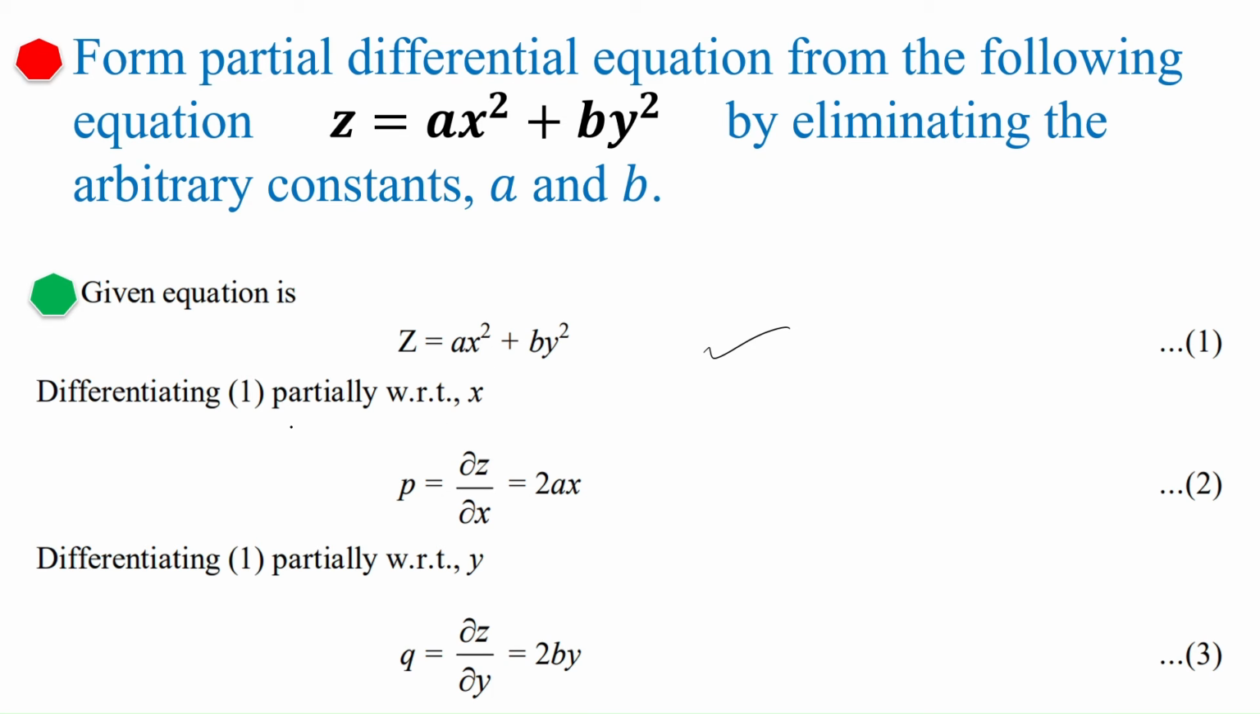Now differentiating equation 1 partially with respect to x, we will have del z del x equals 2ax, equation 2. Del z del x is denoted as small p. Differentiating equation 1 partially with respect to y, we will have del z del y equals 2by. Del z del y is denoted as small q. This is equation 3.